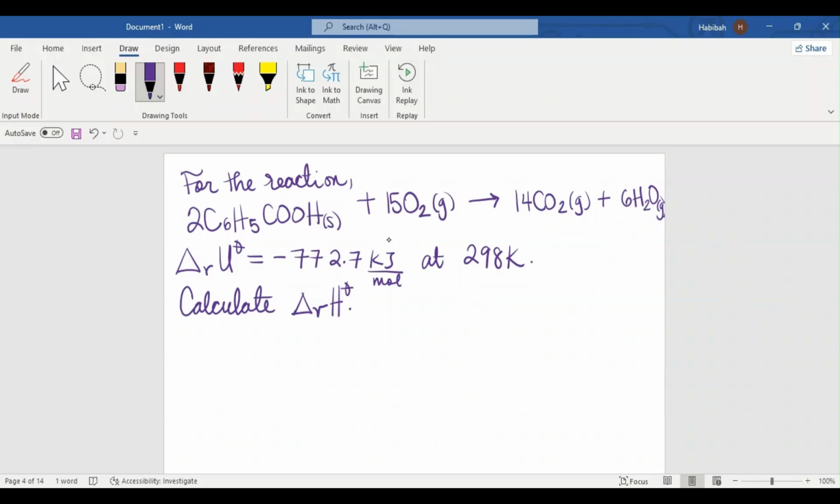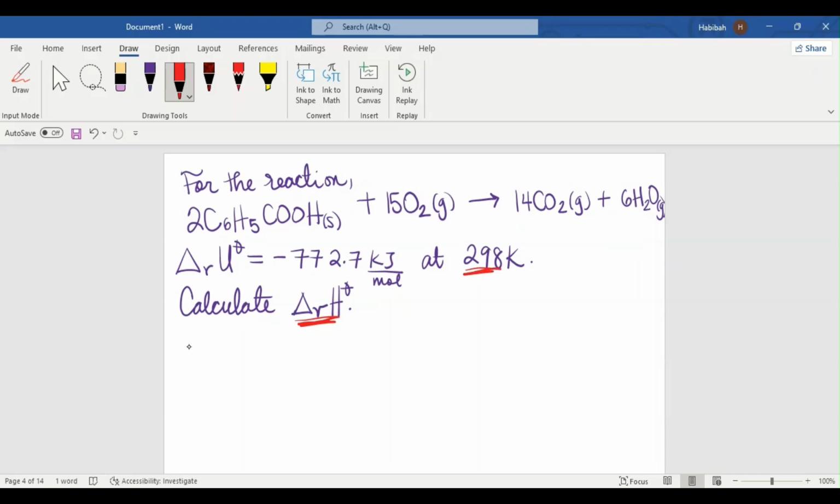So today we're going to be working on the question on the screen that says C6H5COOH reacts with oxygen gas to produce carbon dioxide and water. So basically this is a combustion reaction of C6H5COOH. We're asked to determine the change in enthalpy of the reaction when we're given the change in internal energy of the reaction, and we're also told that the reaction occurs at 298 kelvins.